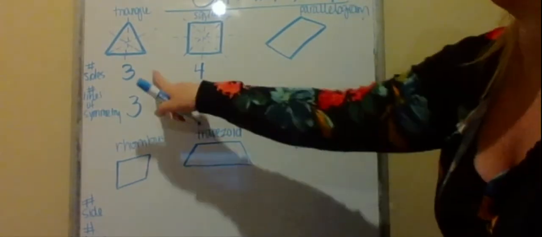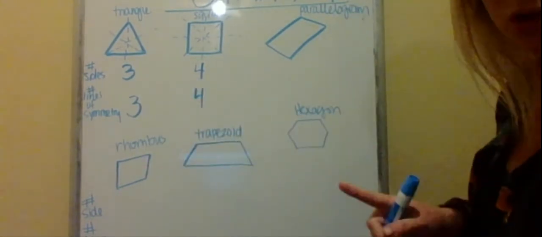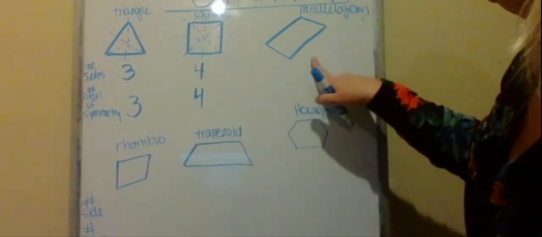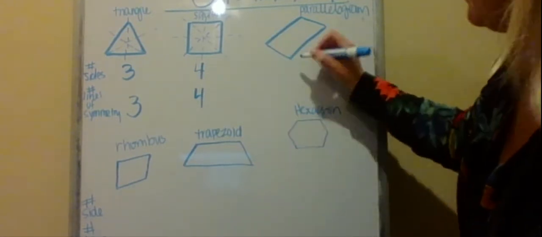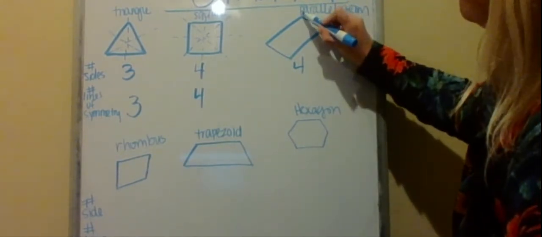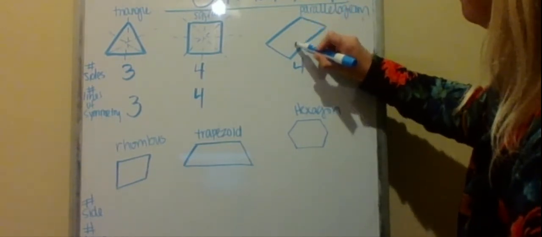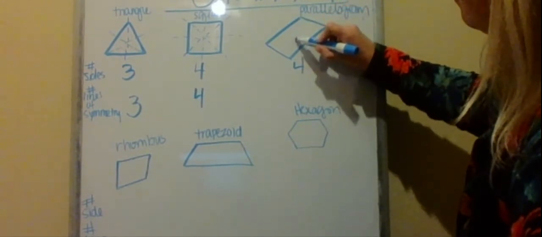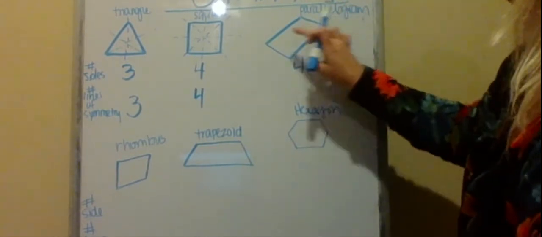Now, it doesn't always mean if I have the same number of sides, it's going to be the same lines of symmetry, and I'll show you why. Let's take a look at a parallelogram. It has 1, 2, 3, 4 sides. But if I cut it this way, these are not the same.